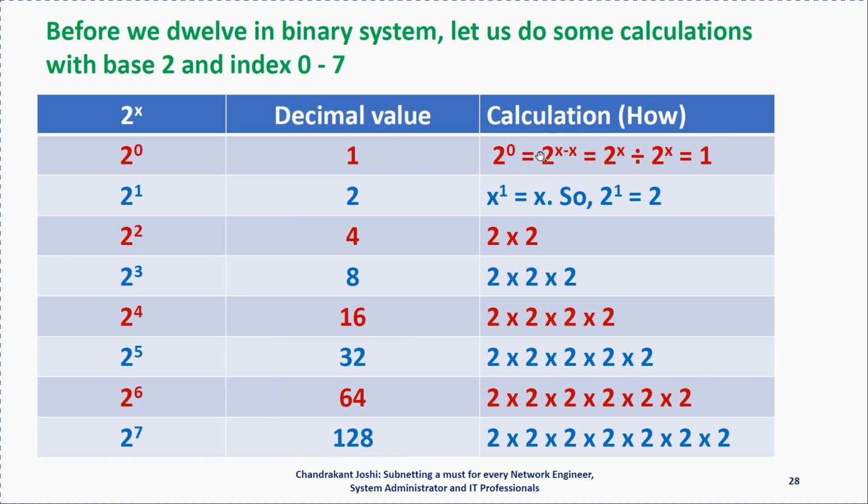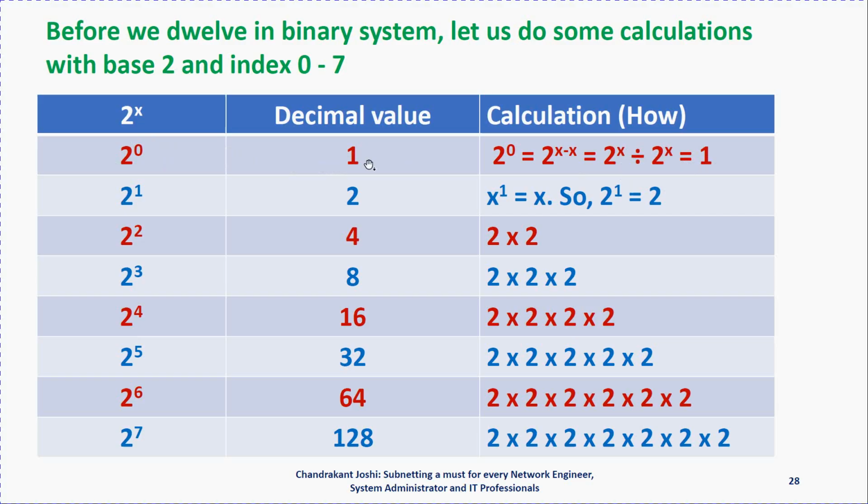We use the exponential formula to get this value. So 2 power 0 means 2 power x minus x. So x minus x is 0. And according to the laws of indices, this can be written as 2 power x divided by 2 power x. Whenever one number is divided by the same number, the result is 1. This is how we get 2 power 0 is equal to 1.